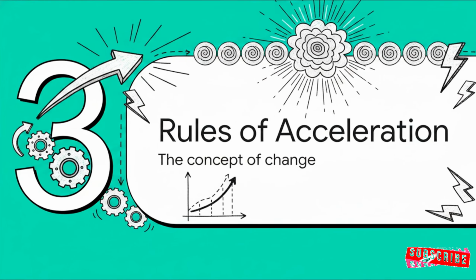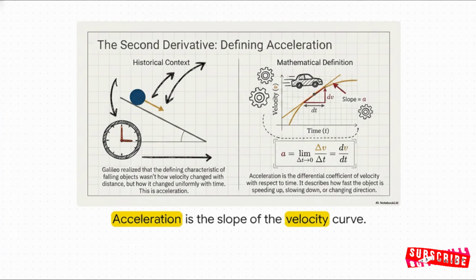All right, up next is Section 3, the rules of acceleration. Hundreds of years ago, Galileo realized something mind-blowing while studying falling objects. He figured out that gravity didn't change an object's velocity based on distance, but rather it changed velocity uniformly with time. Mathematically speaking, just like velocity is the slope of your position curve, acceleration is simply the slope of your velocity curve. It's the differential coefficient of velocity with respect to time. It describes exactly how fast our car is speeding up, slowing down, or changing direction.